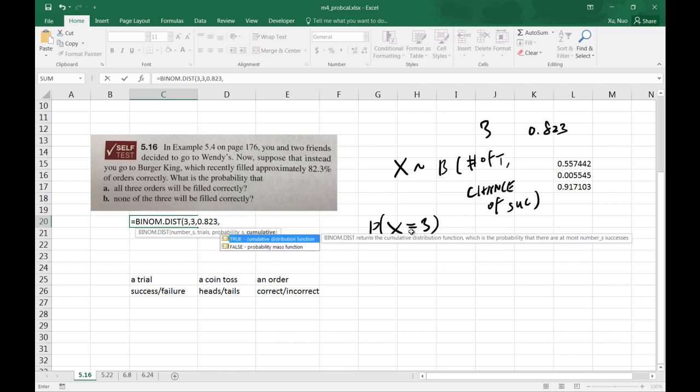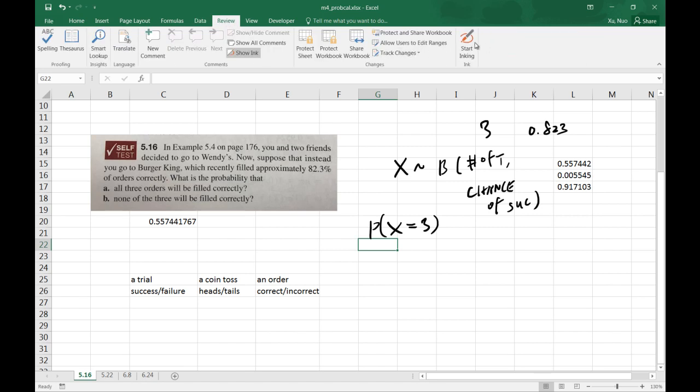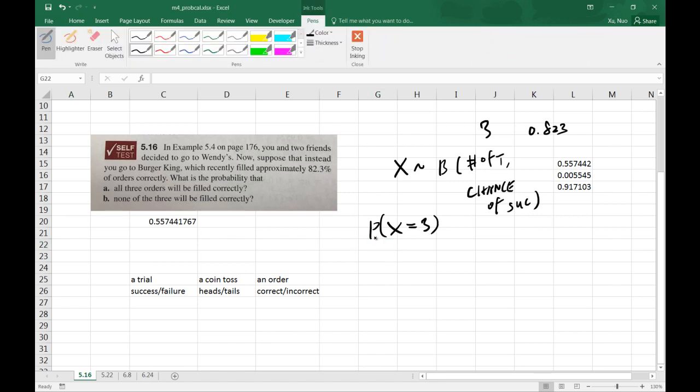And in this case, we are asking for probability, not cumulative probability. Therefore, I would use false as the fourth argument value. And this should give you the answer for part A. Now if I'm interested to know about, if I change this one from equal to less than or equal to, then I redefine this as the cumulative probability.